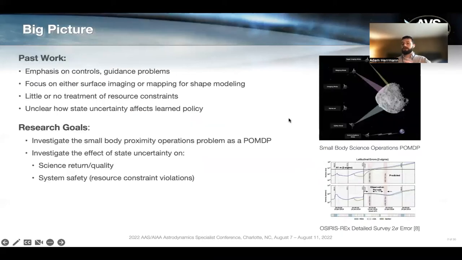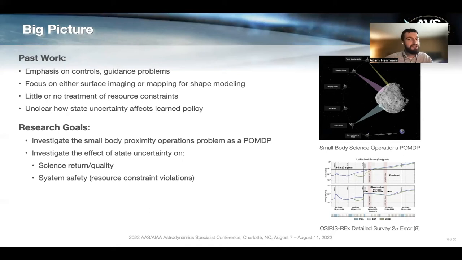So big picture for small body proximity operations, where would we eventually like to take this work? Well, I'll start with past work, what's been done in the literature. There's a more detailed summary in the paper, but here I'm just going to provide some highlights of some of the issues in terms of planning and scheduling, right?